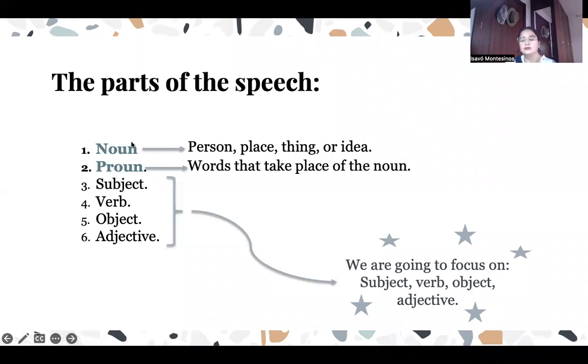Okay, now we are going to talk about the parts of speech. The parts of speech are divided into groups, and we can use these groups depending on their functions or the contents that we are going to apply. For example, the parts of speech are noun, pronoun, subject, verb, object, and adjective, as I mentioned before. The noun is basically a person, place, thing, or idea. And pronouns are words that take the place of the noun.